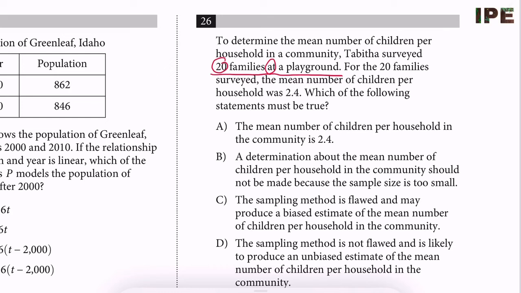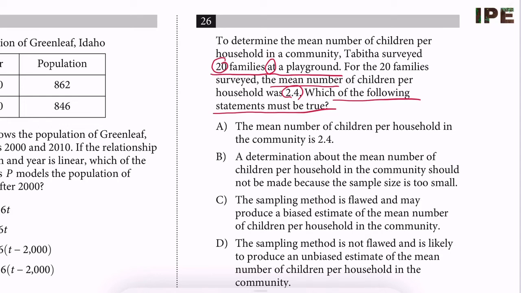Anyway, 20 families at a playground. For 20 families surveyed, the mean number of children per household is 2.4. Which of the following statements must be true? The sampling method is flawed; it may produce a biased estimate of the mean number of children.